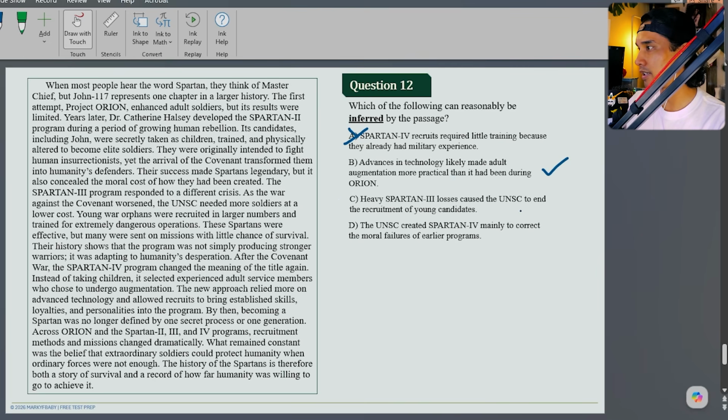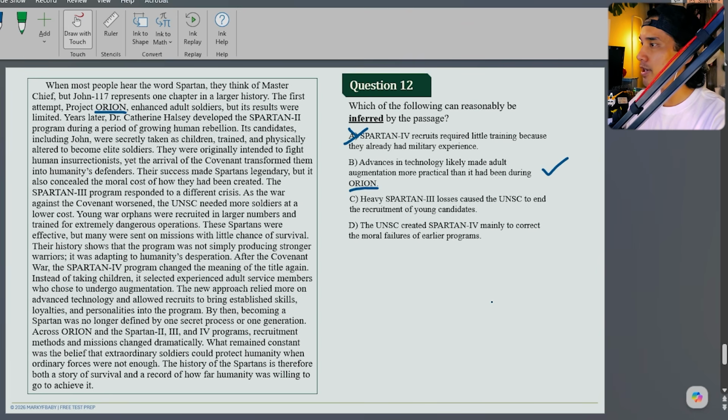Let's just read the other answer choices here. And the reason why is because we see the advances from Orion all the way to the Spartan 4 program. And the Spartan 2, Spartan 3, and Spartan 4 programs did have advances in technology. That's it, just advances in technology.